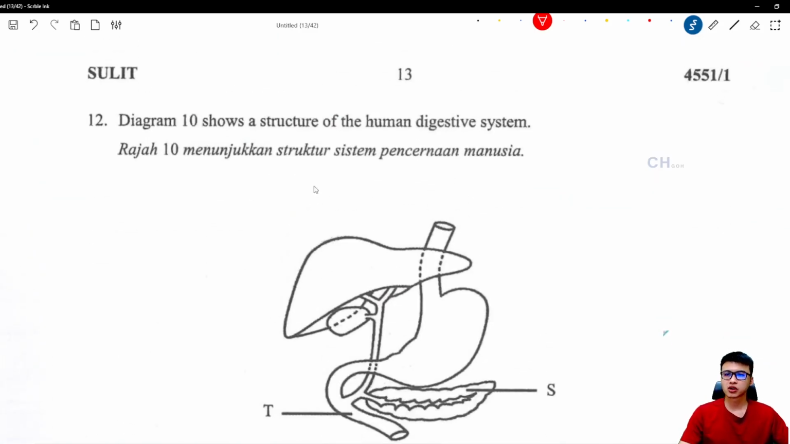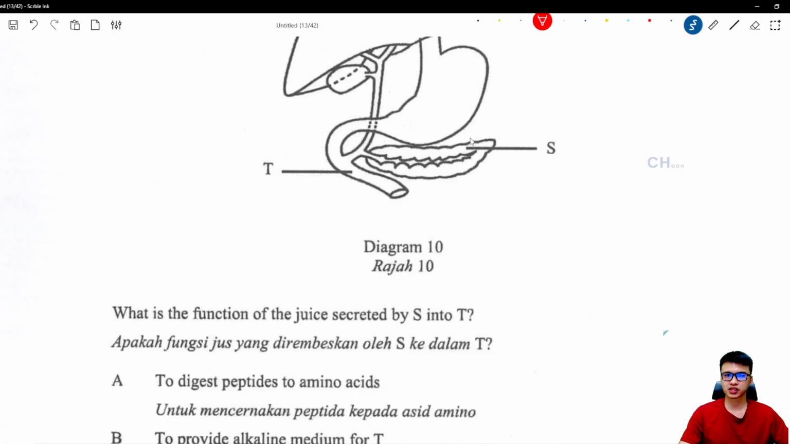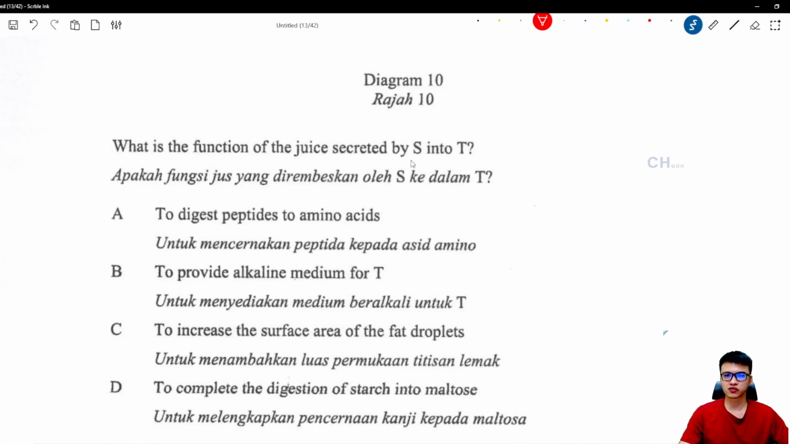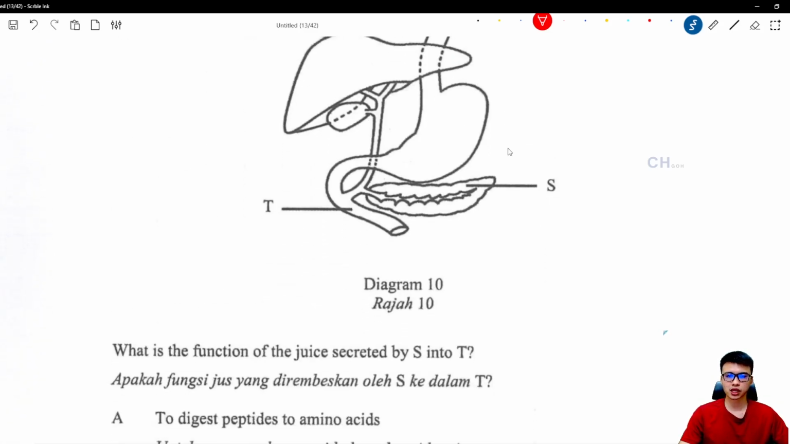Question 12. Diagram 10 shows a structure of the human digestive system. We have T and S. What is the function of the juice secreted by S into T? So S is a pancreas. Pancreas is going to produce a lot of pancreatic juice into T. T is duodenum.